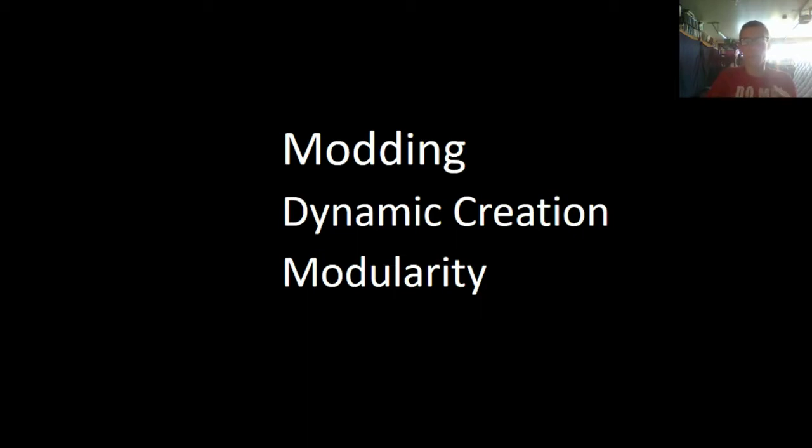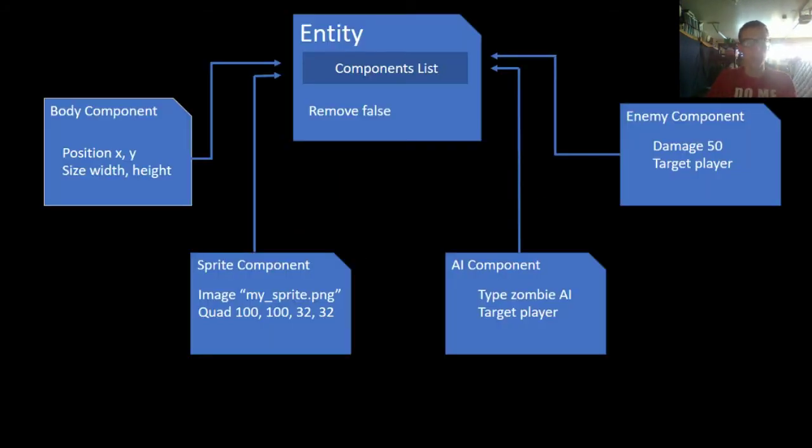So what an entity component system tries to do is fix all these problems by making the entity not have any specific variables. All it has is a list or a dictionary of components. Components are the actual separate objects that have the values. For instance, this entity right here has a body component attached, and the body has a position X and Y and a width and a height. It also has a sprite component, with a sprite image, quad, and all that, an AI component, and enemy components. So you can compose these entities by adding all the components that you want.